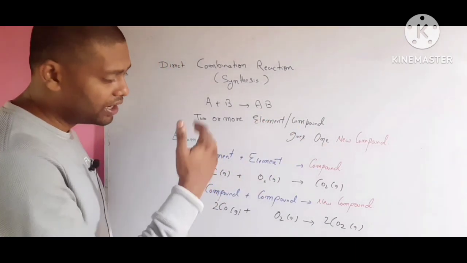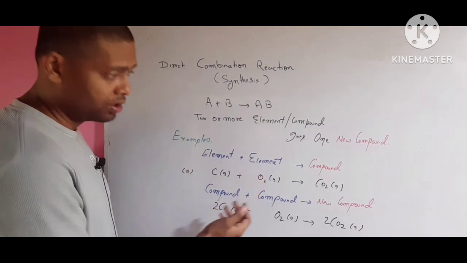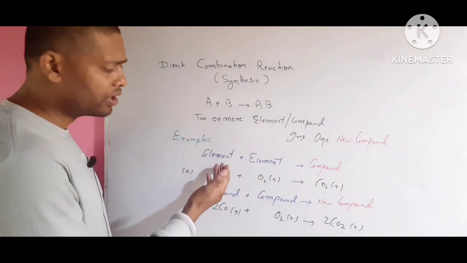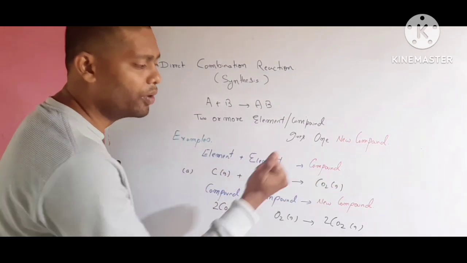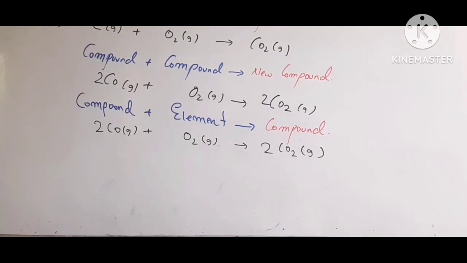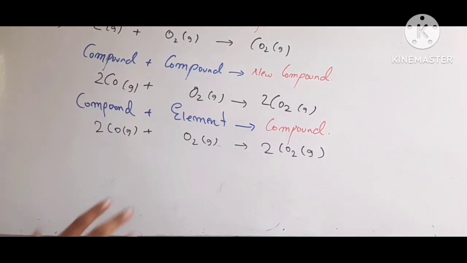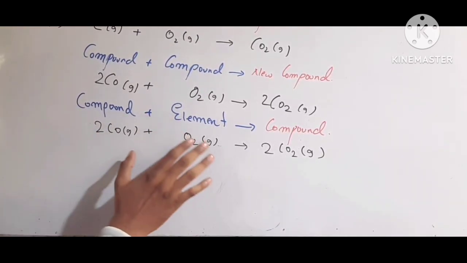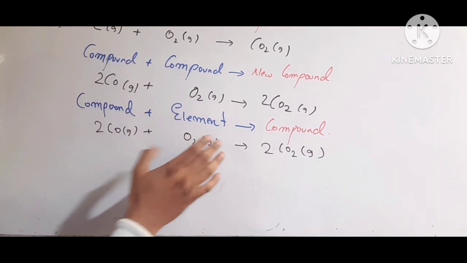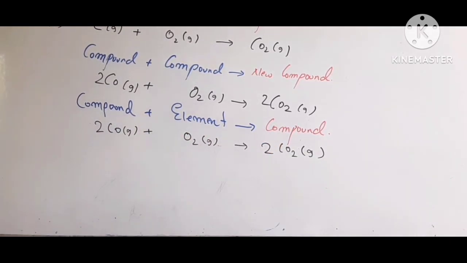Sir, can it be an element and a compound? Show us that example, where one element and one compound give a compound only. Example, a compound getting mixed with an element. What I told you, the reactant side can be an element, can be a compound, it can be an element and compound also, but the product is always a compound.